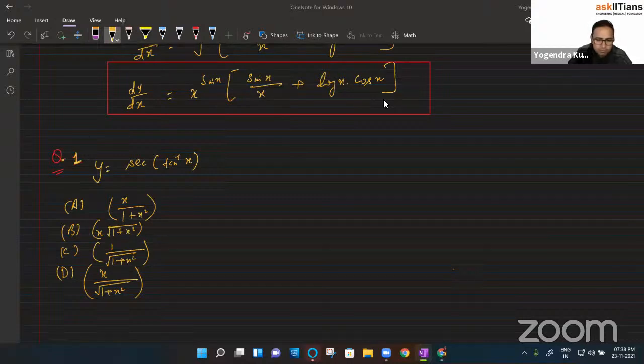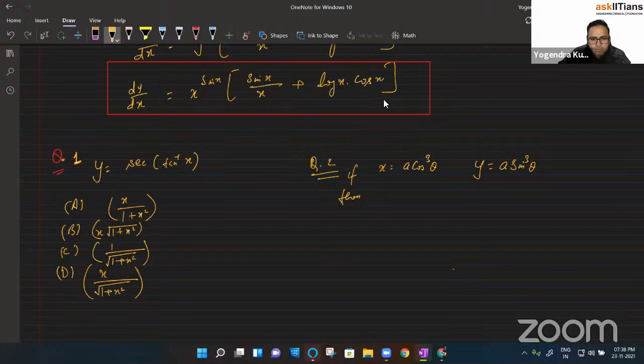Let me write the next question meanwhile. They're saying here, x is equal to a cos cube theta and y is equal to a sine cube theta. Then what is the value of the square root of 1 plus dy by dx whole square? What is the value of this? Do it fast. Give me the proper answer, guys.